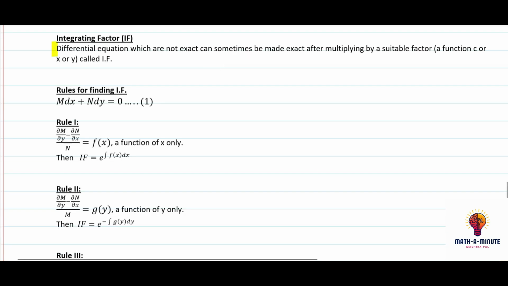Differential equations which are not exact can sometimes be made exact after multiplying by a suitable factor. This factor can be a constant, or a function of x or y, or even a function of x and y. It is called the integrating factor. There are basically five rules to find an integrating factor. Suppose the first order and first degree differential equation is this; we consider it our first equation.